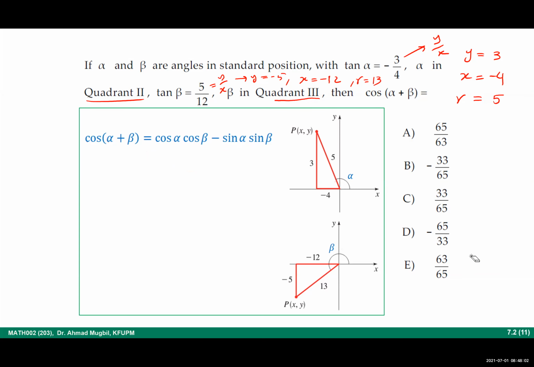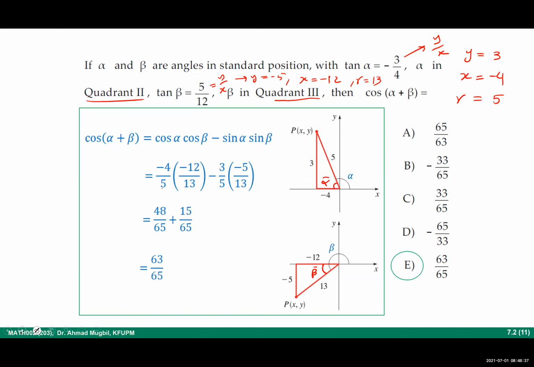Now, of course, you can find cosine alpha. Cosine alpha is the adjacent over the hypotenuse. Here is alpha bar, the reference angle, and here is the reference angle beta bar. Sine will be the opposite over the hypotenuse. For beta the same: the adjacent over the hypotenuse, and the opposite over the hypotenuse. Now it is just a matter of simplifying. Done. This is the answer.